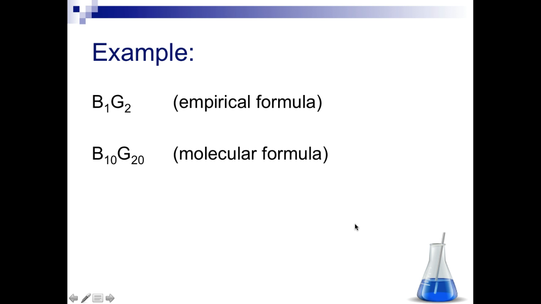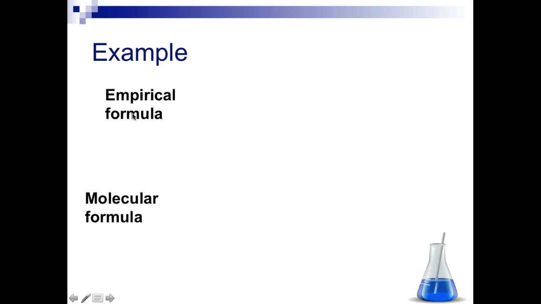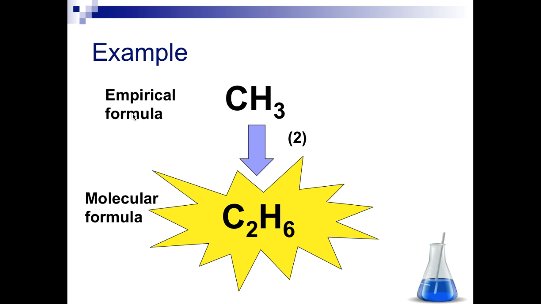So let's look at an example again. We now have the empirical formula of B1G2, and we now have the molecular formula of B10G20. So we took our empirical formula and multiplied it by 10. So if we have an empirical formula of CH3, and I wanted to know what the molecular formula was, I could multiply it by 2 and get C2H6, and that would be a molecular formula because it is a multiple of our empirical.